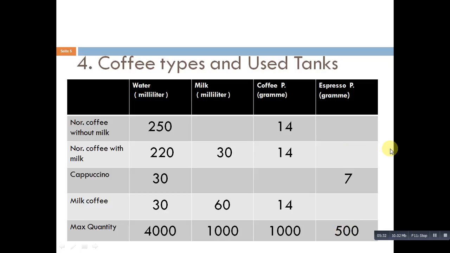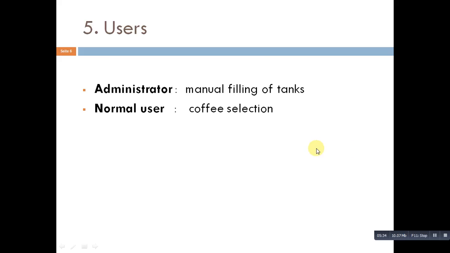So yeah, and then the coffee machine will be operated by 2 types of user, the administrator and a normal user, with the administrator having the task to fill the tanks, and the normal user is you, the person who wants the coffee.